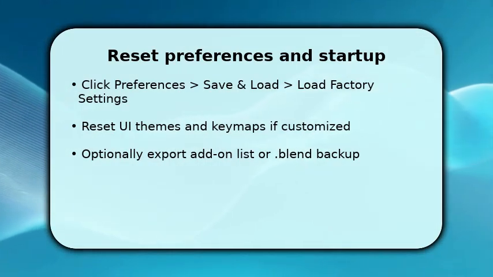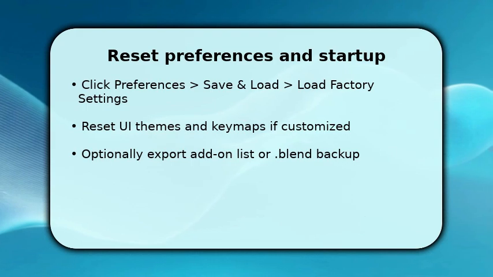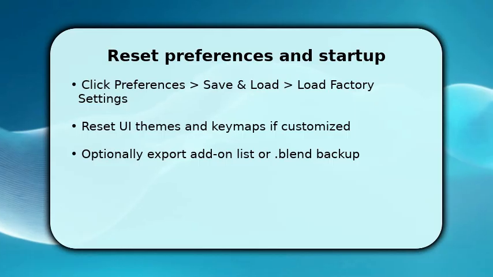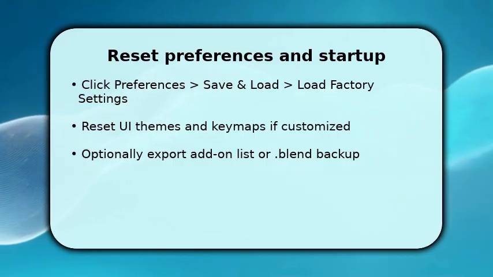In the top menu, choose File, Defaults, Load Factory Settings to revert Blender to its defaults. This clears UI themes, keymaps, and preferences. The why is simple: corrupted or unwanted configs often live here. If you use custom keymaps or themes, export them first, otherwise they'll be lost.